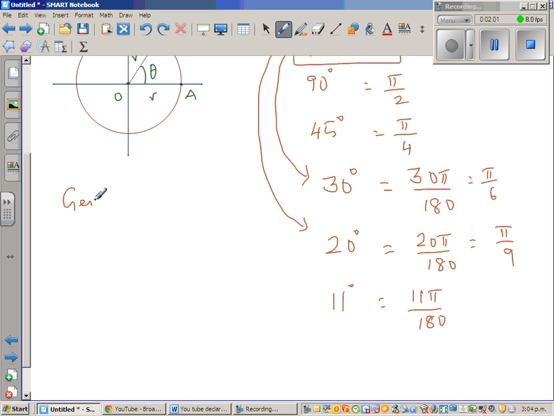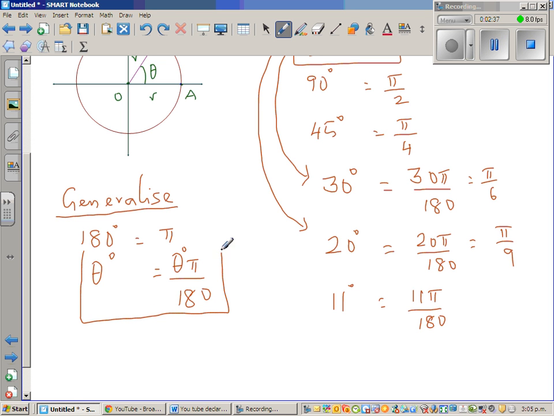So let us generalize. You may be wondering why I am explaining this? You'll understand later. If I know 180 degrees is pi radians, theta degrees would be theta pi over 180. So if you want to change from degrees to radians, whatever degree that you got, this is theta degrees, you have to multiply it by pi and divide by 180. So this is a formula which can be used to change from degrees to radians.